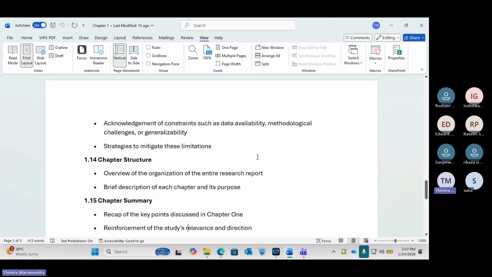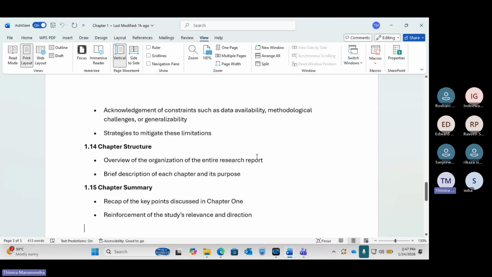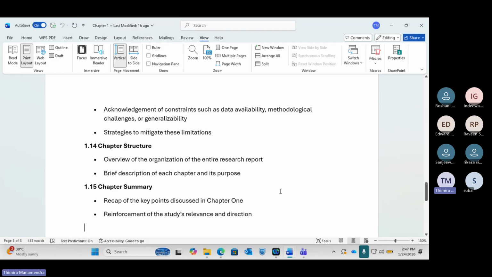Then these two, you might be wondering or thinking they're the same thing: chapter structure as well as the chapter summary. But these are two different things. But at your level, even if you use the chapter summary, that would be fine.